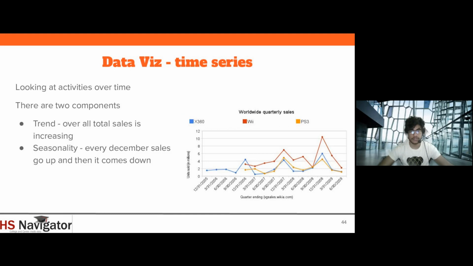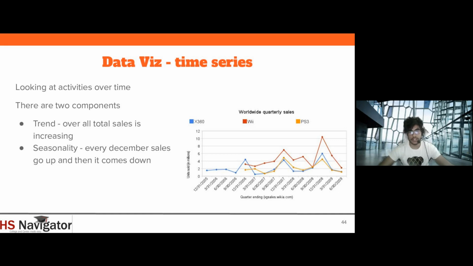Now we can look at a time series chart, looking at activities over time. There are two components: the trend, where the overall sales is increasing, or seasonality. For example, every December, sales go up and then it comes back down. And over here, we can see us comparing the trends of different sales in a time series chart. We have the Xbox 360 represented in blue, the Wii represented in red, and the PlayStation 3 represented in yellow.